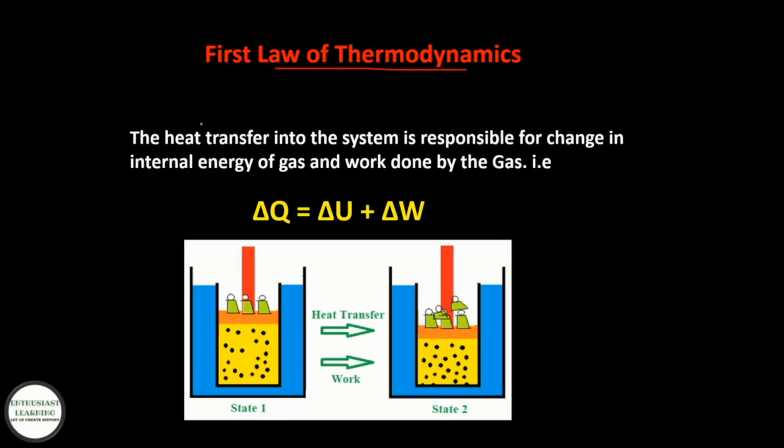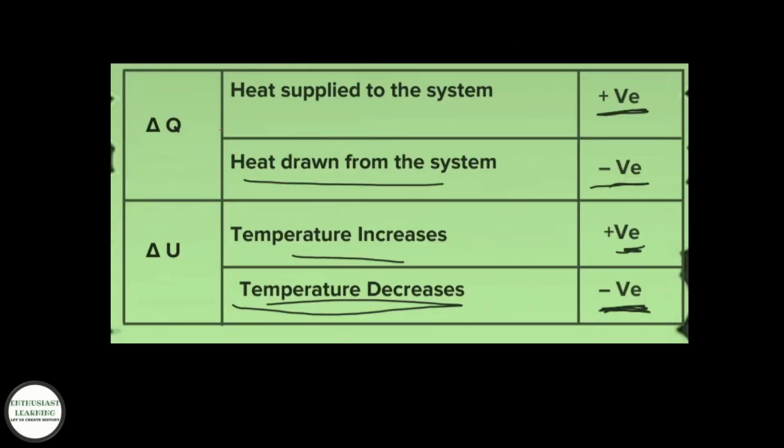Now the first law of thermodynamics. The heat transfer into the system is responsible for change in internal energy of a gas and work done by the gas. That is, delta Q is equal to delta U plus delta W. Delta Q: heat supplied to the system will be positive. Heat drawn from the system would be negative. Now delta U: if temperature increases, delta U will be positive, and if temperature decreases, delta U will be negative.